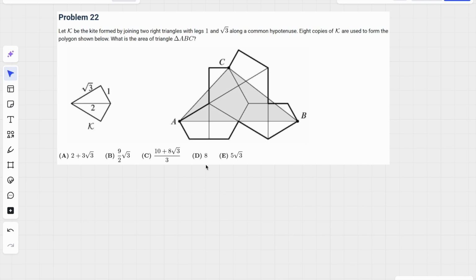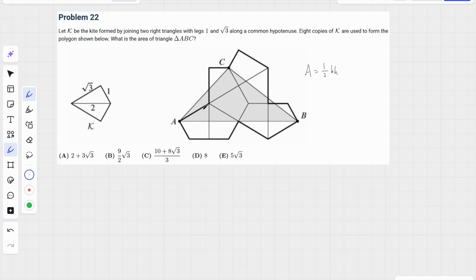Now problem 22. Let K be the kite formed by joining two right triangles with legs 1 and root 3 along a common hypotenuse. 8 copies of K are used to form the polygon shown below. What is the area of triangle ABC? So there are many ways to solve this, but we'll just use the formula area equals half of BH.